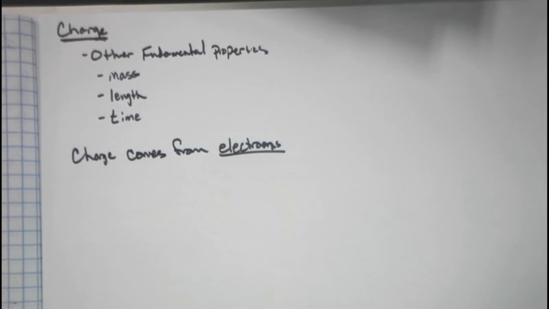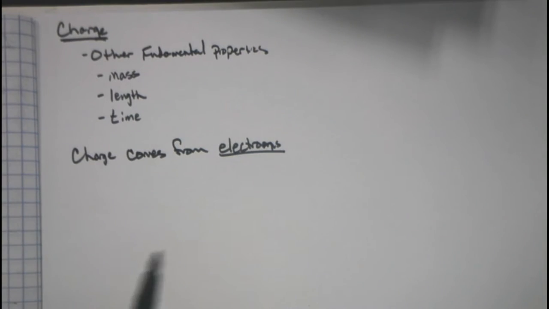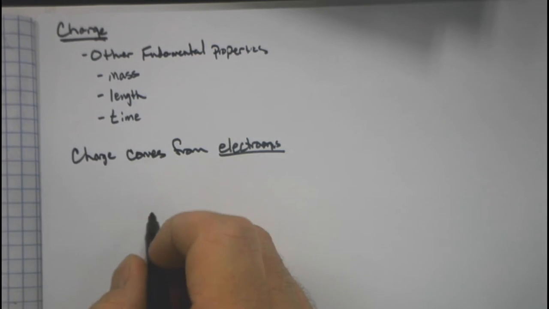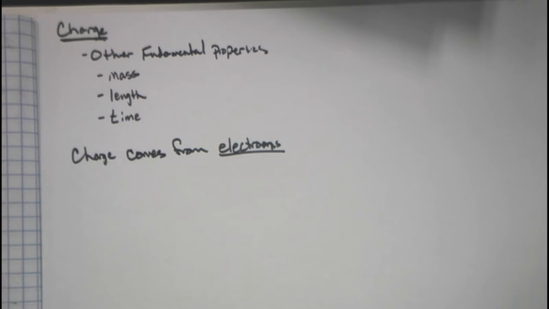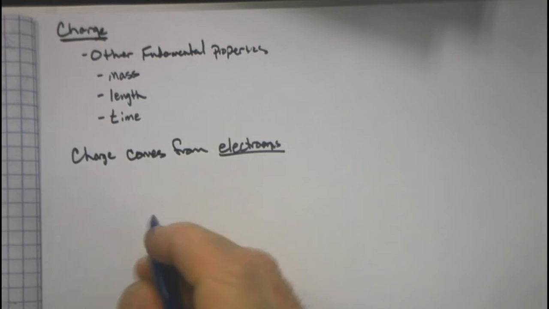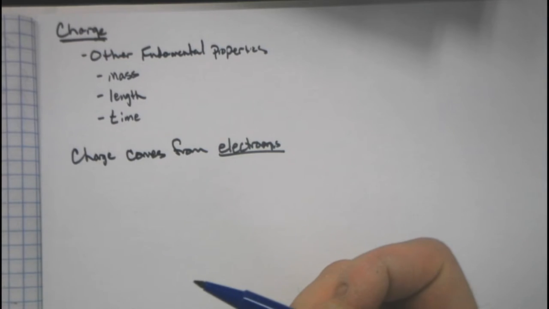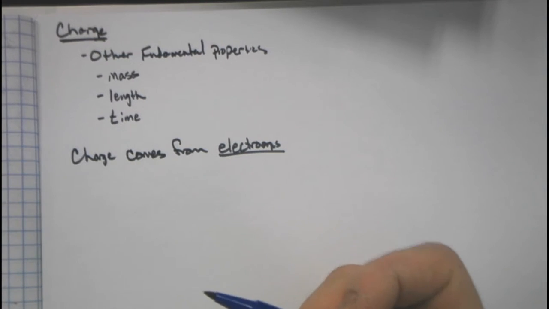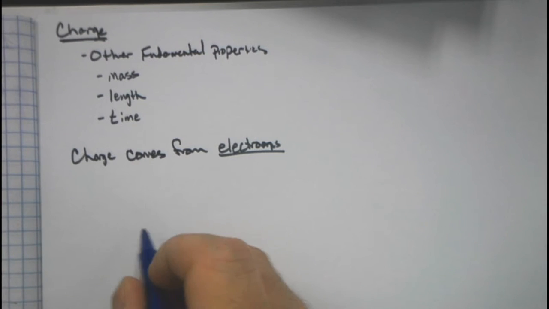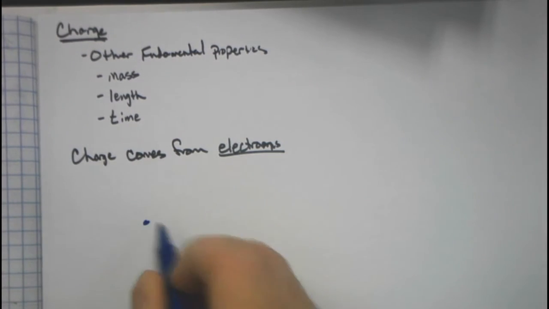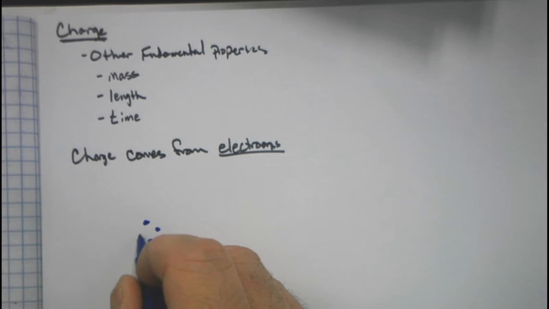Charge comes from electrons, which brings us to, well, what's an electron? Most of you, I think, have a basic idea of what an electron is, but I want to make sure we have the right concept about it. So, all matter in the universe, or most matter in the universe, if it's not a subatomic particle, is made of atoms.